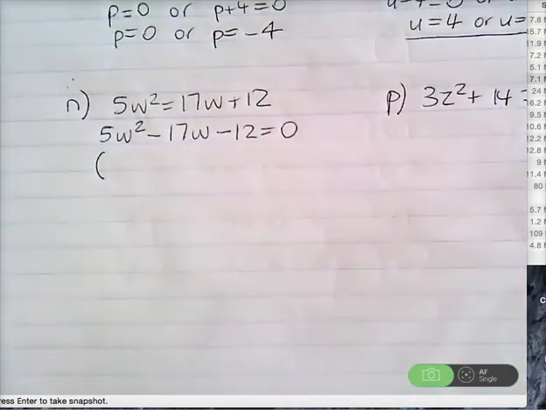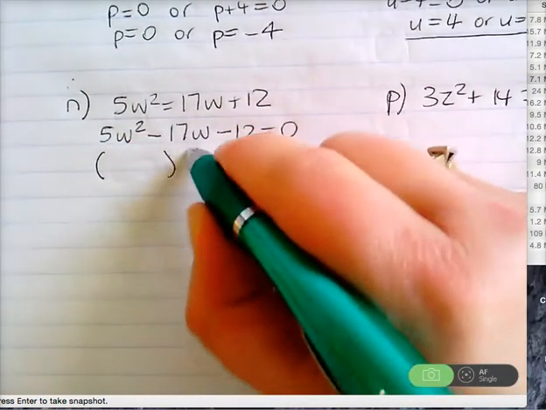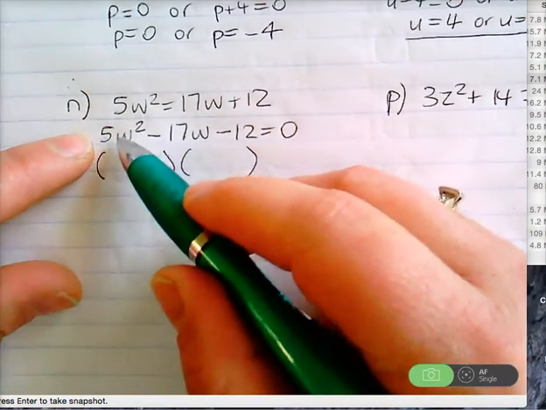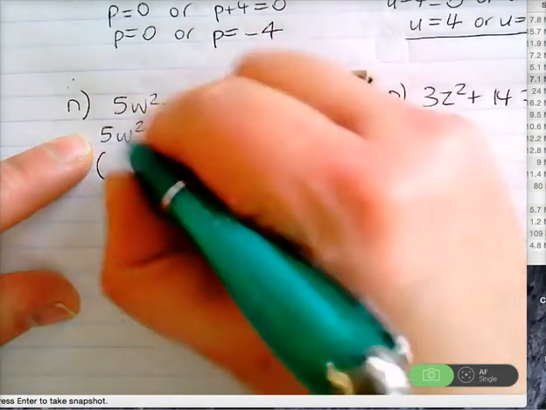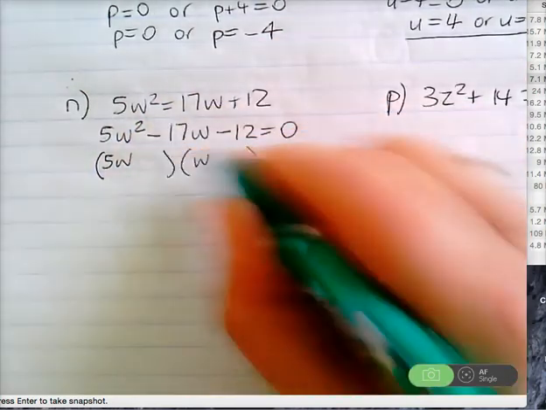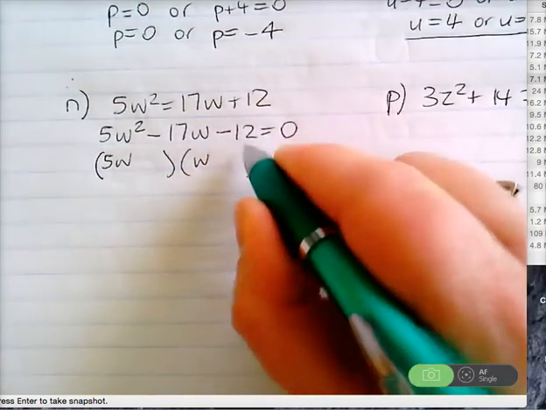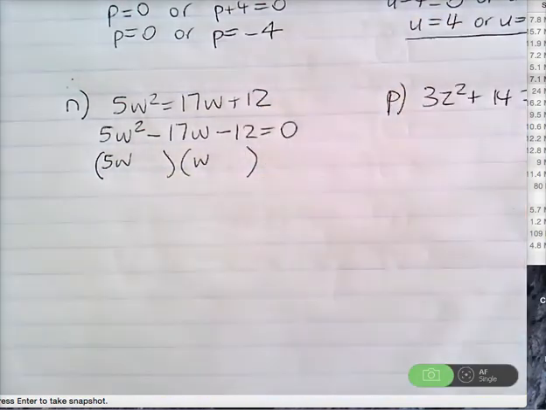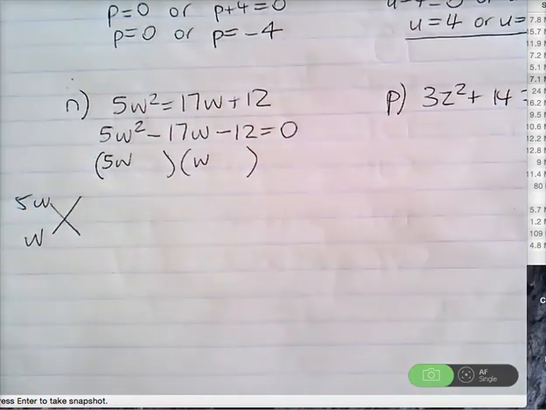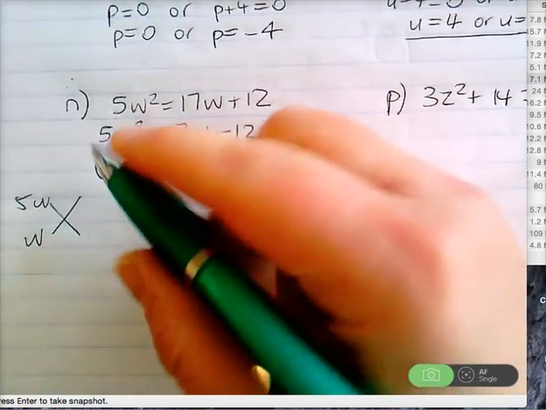Now, girls, what are the factors? We're going to do it like the quiz. Two things that multiply to give 5w squared: because 5 is prime, it's got to be 5w and w. And then I need two numbers that multiply to give negative 12. This one's going to be trickier. Look, we've got a lot of choices here. What I'm going to do is my little crisscross. We've either got 6 and 2, or 3 and 4.